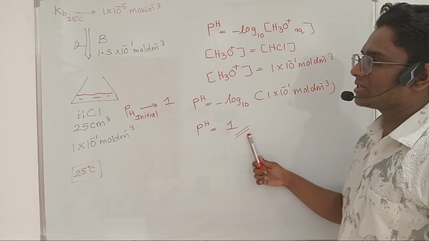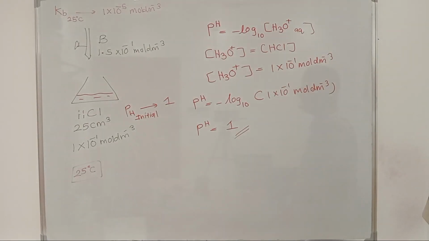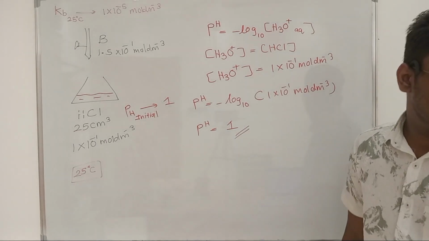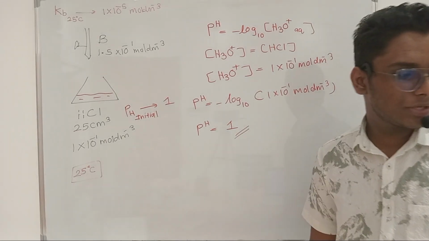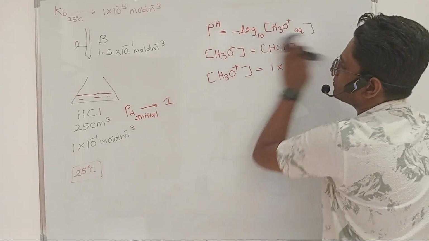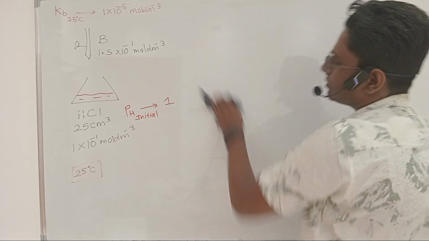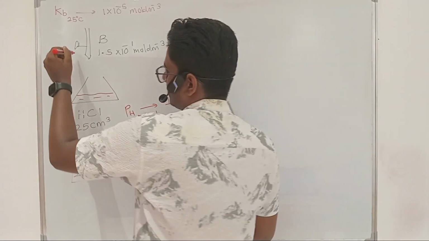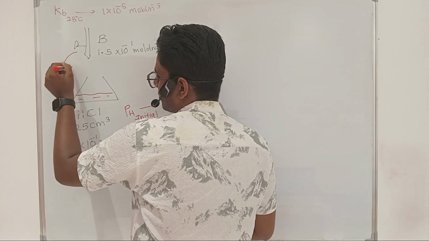So the initial pH inside the titration flask is 1. So what are they asking next? Calculate the pH of the solution in the titration flask after the addition of 10 centimeter cube of the solution of B. Now, what are they doing? They're adding 10 centimeter cube of B.